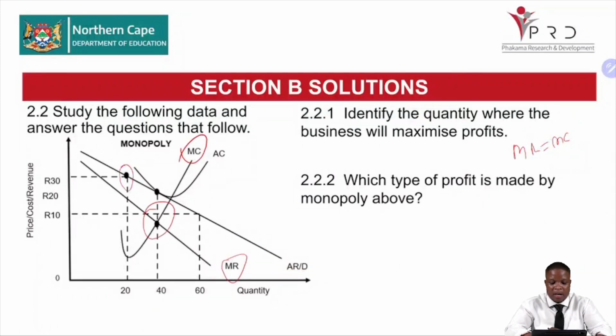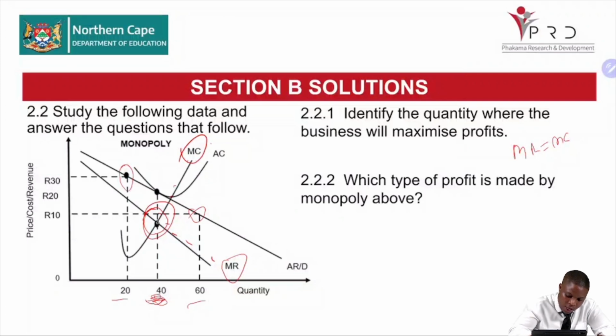MR is equal to MC. This is where we maximize profit, not here. Because AR here is equal to nothing, and this one also, but here MC is equal to MR. This is where we are going to produce. We are going to get more profit from producing 40 as compared to 20 and 60. Look at this one. You go straight.